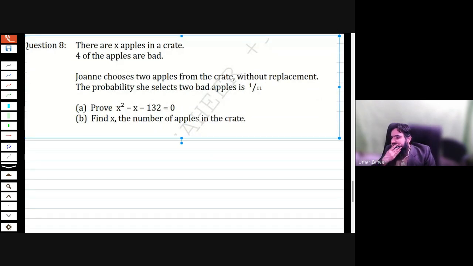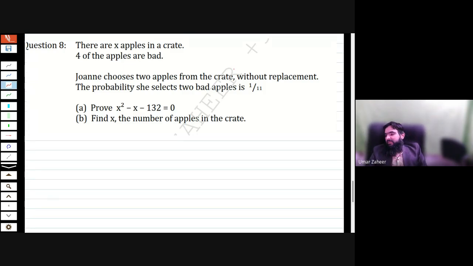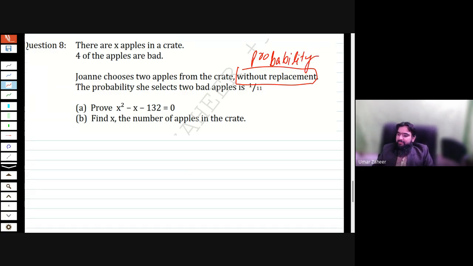There are X apples in a crate. Four apples are bad. Jenny chooses two apples from the crate without replacement. Oh, it is a question from probability, and we have not done it. The probability she selects two bad apples is 1/11.